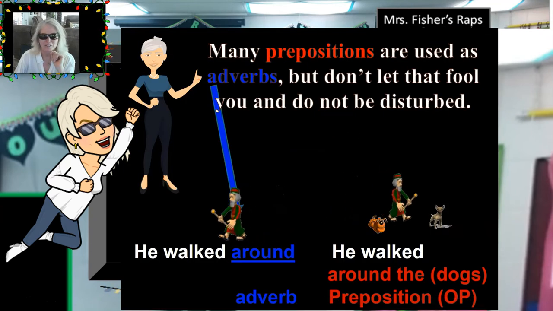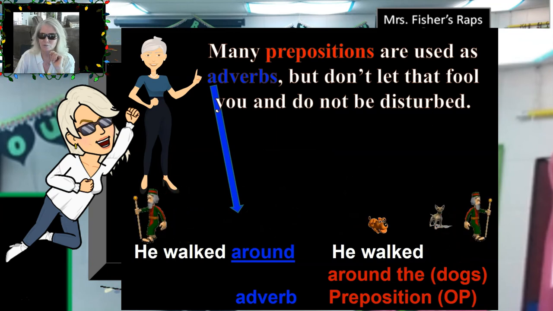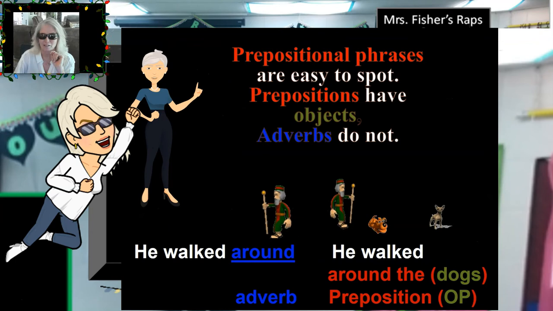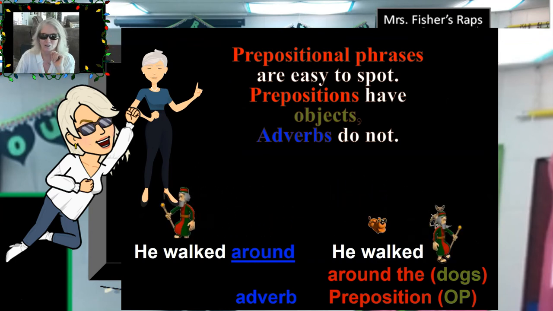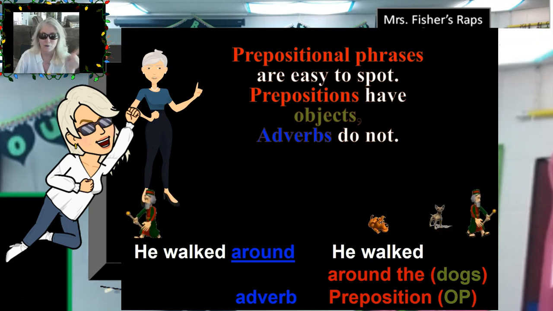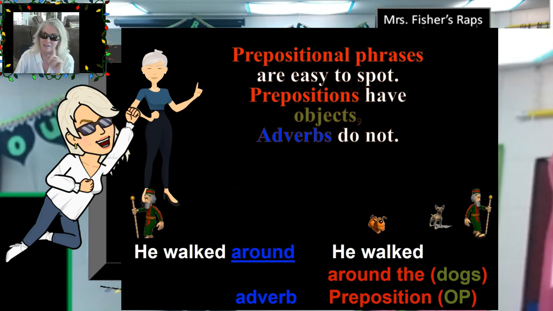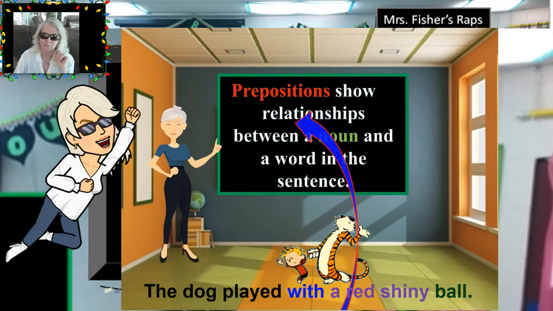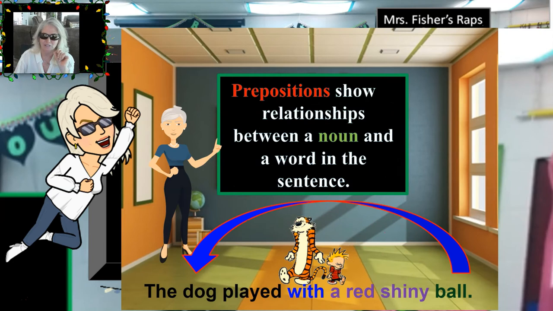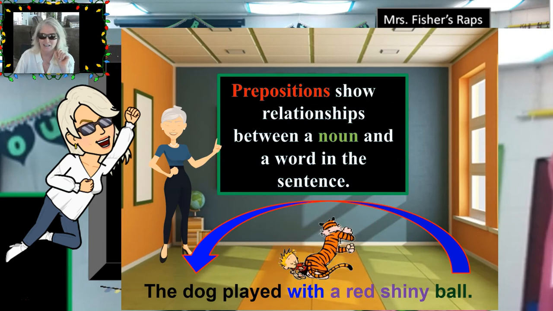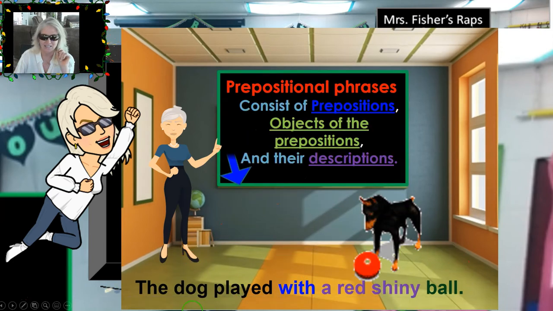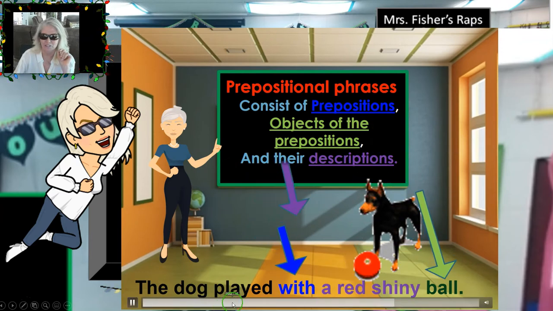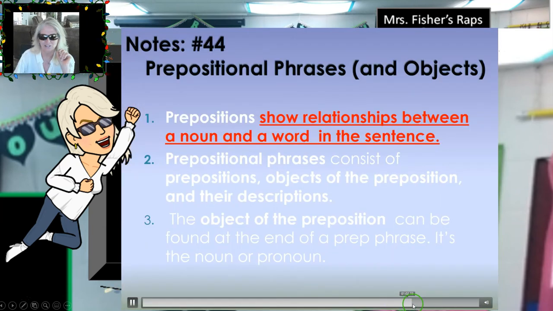Many prepositions are used as adverbs, but don't let that fool you and do not be disturbed. Prepositional phrases are easy to spot. Prepositions have objects, adverbs do not. Prepositions show relationships between a noun and a word in the sentence. Prepositional phrases consist of prepositions, objects of the prepositions, and their descriptions.